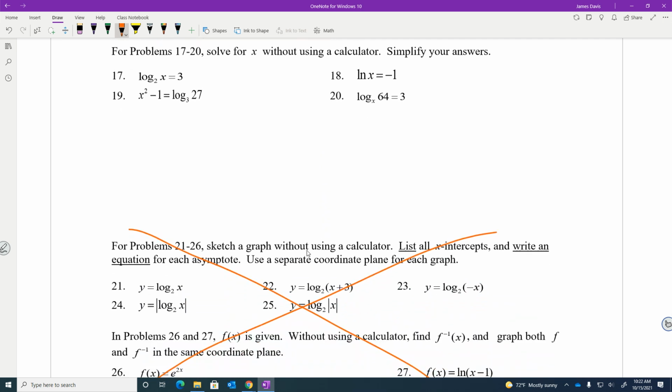Alright. 17. What do we do here? So think logarithmic to exponential form. Yep. The variable x. X is what?